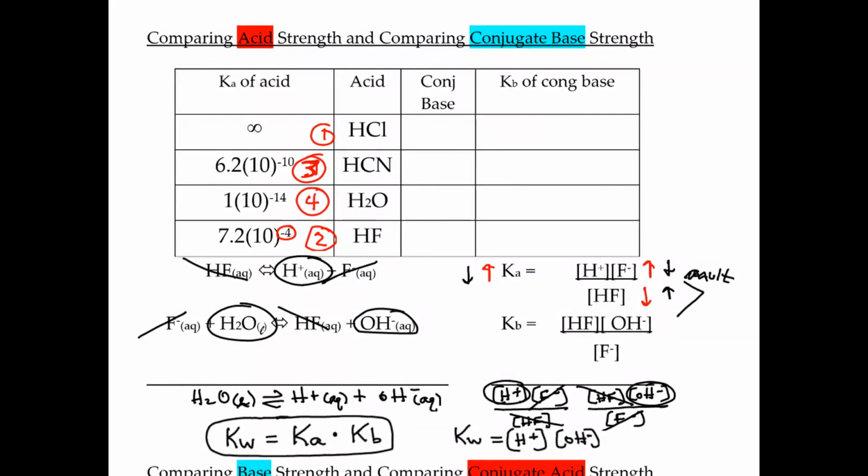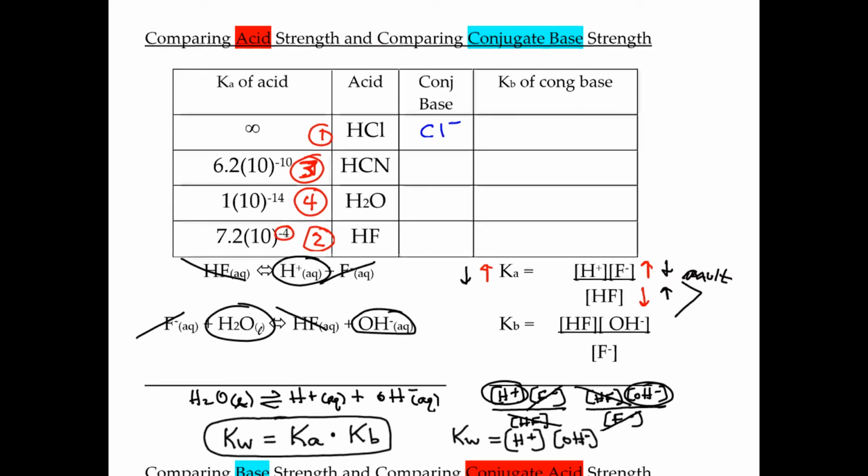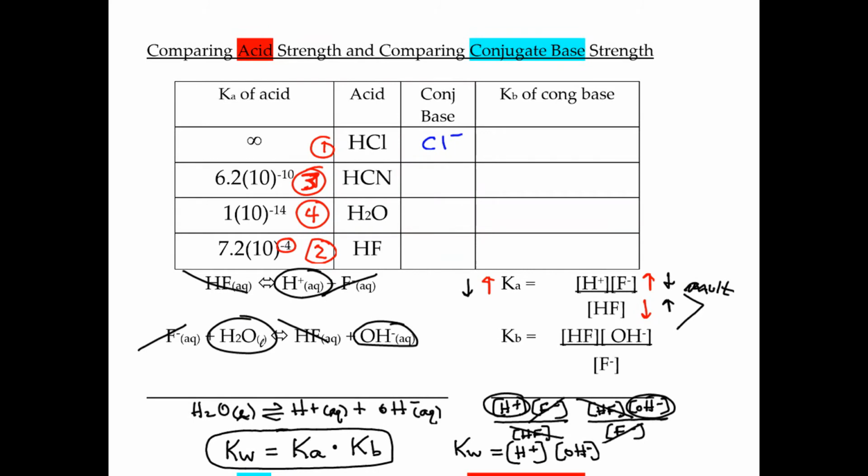So let's go back up to the chart here and understand the conjugate bases. So the conjugate base of HCl is going to be Cl minus once it gives up an H plus. The conjugate base of this is going to be CN minus once it gives up its H. Water is not applicable. I'll explain that in a second. And F minus is the conjugate base of HF.